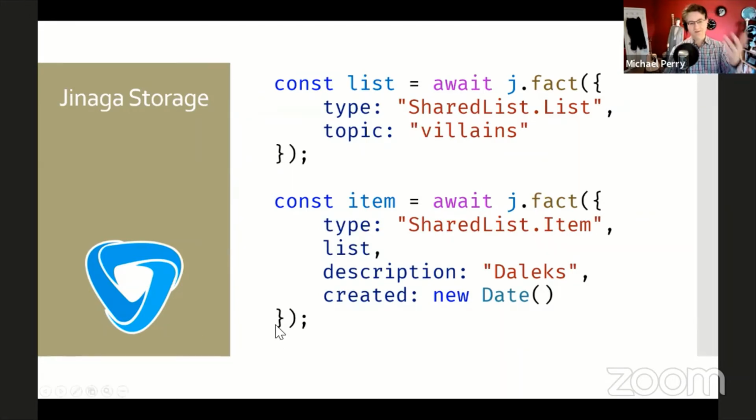And then we added an item to that list. And so we said that the description is $, and it was created on this particular date. And that is another value that is then saved with the system.